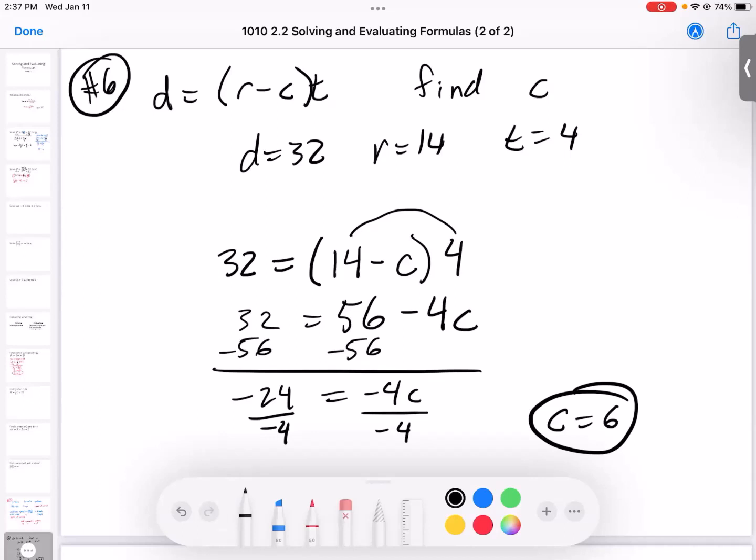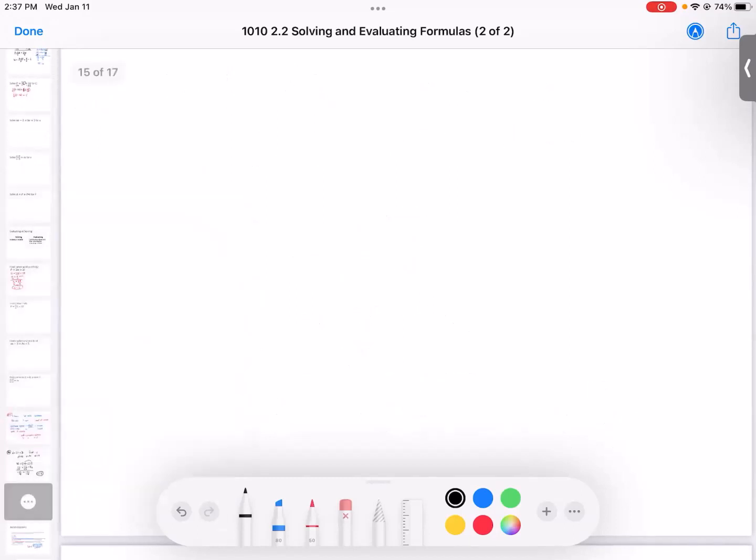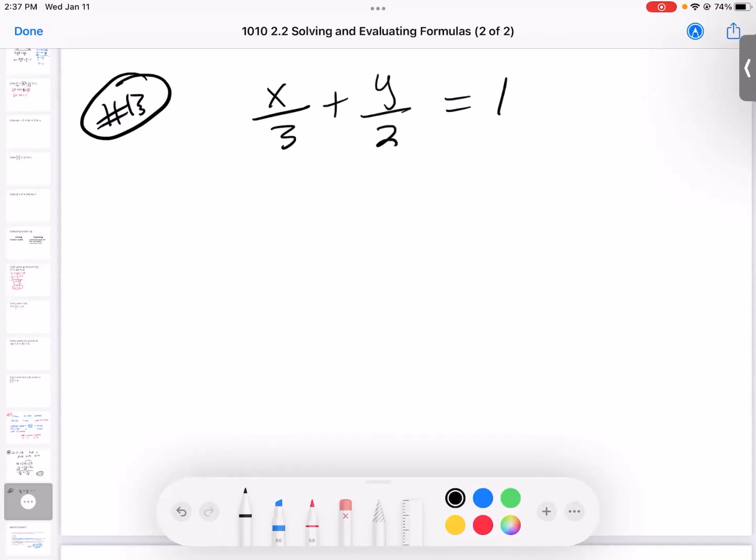Okay, cool. I thought I saw another hand over here. Yeah. 13? Yeah. What does your number 13 say? Because everybody has different numbers. This one. And then what are you asked to do? Okay.